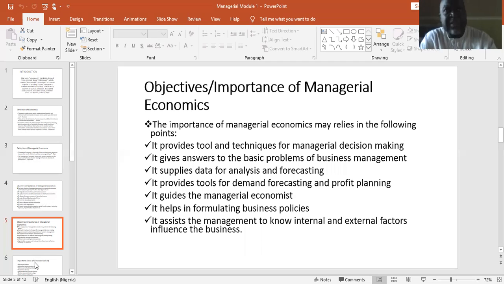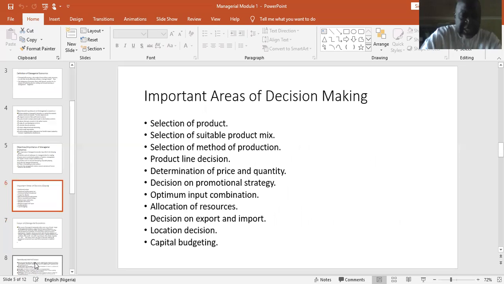Now, there are many areas of economics, but not all areas are critical for managerial decision making. But some of these areas include selection of product: which product to produce. Selection of a suitable product means deciding which type of product we are going to produce. If you look at fast-moving products like Nestle, Cadbury, and Dangote produce, which kind of products are we going to produce and supply to the market, based on data generated and advice given by managerial economics.